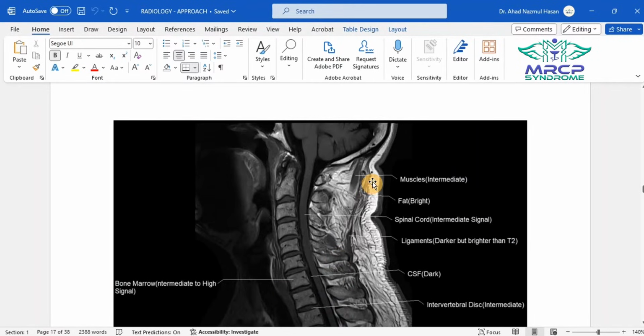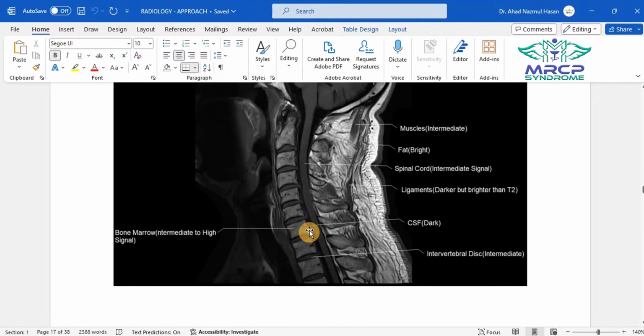So you can see here the fat particles. The fat particles appear bright. This is the spinal cord. The spinal cord is usually iso-intense, and in front of the spinal cord we can see the CSF.